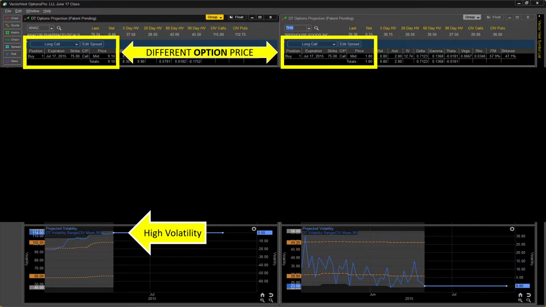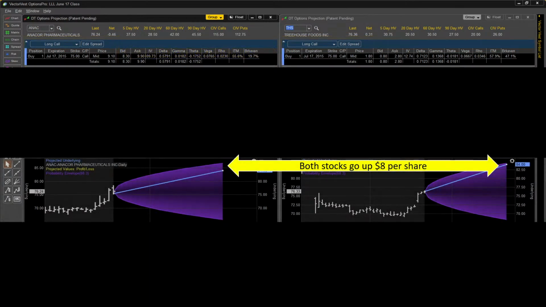That increased premium puts you behind the 8 ball. Okay? Let's pretend that both stocks go up $8 a share. Think about that. You bought 100 shares of each stock. The stock goes up $8. You made $800 in each stock.